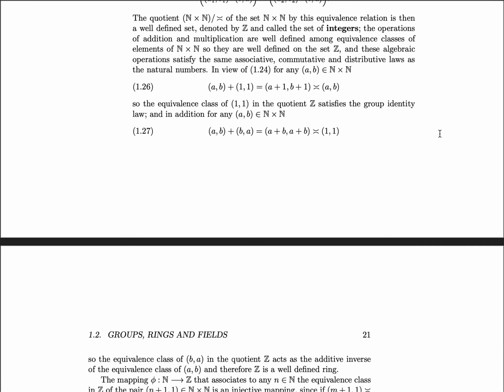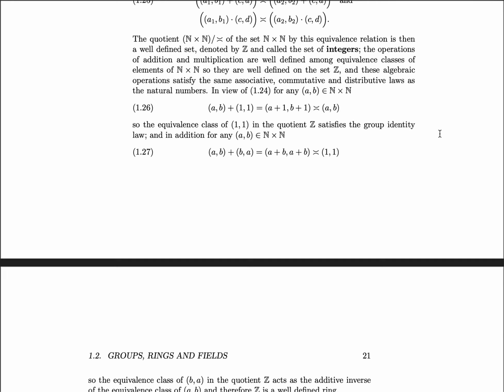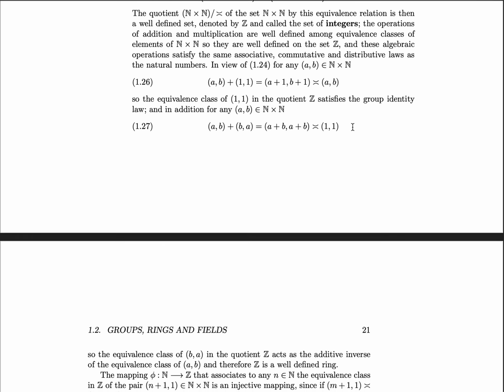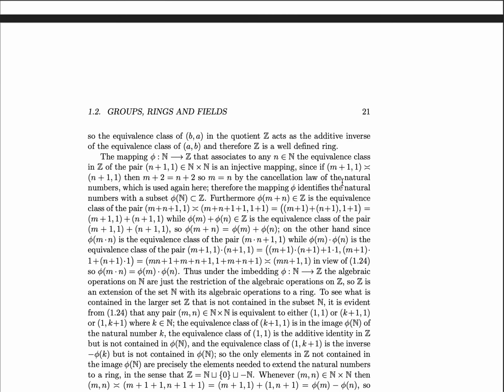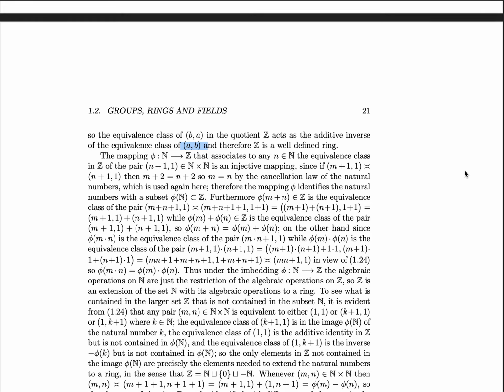If we recall that we can add things, we see that (a, b) plus (1, 1) is equal to (a plus 1, b plus 1), which, as we noted before, is equivalent to (a, b) under our equivalence relation. Therefore, the equivalence class of (1, 1) in our quotient space Z satisfies the identity law for this set. And we note that (a, b) plus (b, a) is equal to (a plus b, a plus b) by rearranging terms, which is equivalent to (1, 1). So the equivalence class of (b, a) in the quotient space acts as the additive inverse of the equivalence class of (a, b), so Z is a well-defined ring.